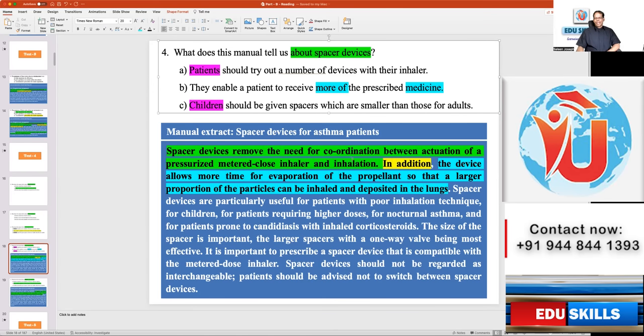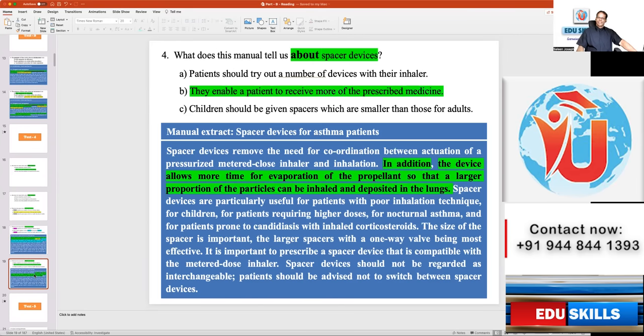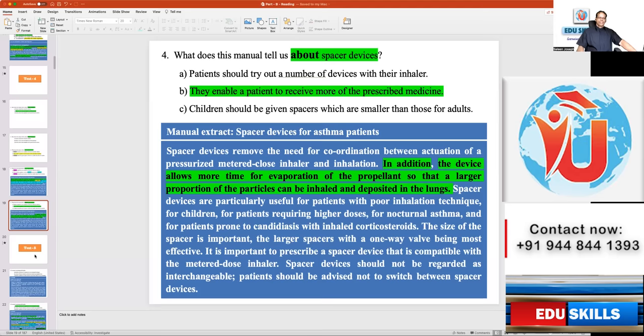So, what I'm telling you, if you are competent, you need not look into the paragraph at all, even a previous text I showed you. Here, exactly, it says patients should try to, they are not speaking about what does this manual tell us about spacer devices. That is important, about spacer devices. What patients should do is not about the spacer device. Okay? What children should be given is not about spacer device. Is that clear? Yes, Father. So beware of this in addition and all those things.